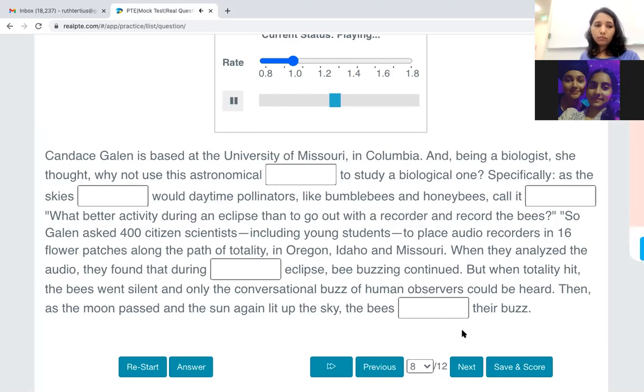So, Galen asked 400 citizen scientists, including young students, to place audio recorders in 16 flower patches along the path of totality in Oregon, Idaho, and Missouri. When they analyzed the audio, they found that during partial eclipse, bee buzzing continued. But when totality hit, the bees went silent and only the conversational buzz of human observers could be heard. Then, as the moon passed and the sun again lit up the sky, the bees regained their buzz.